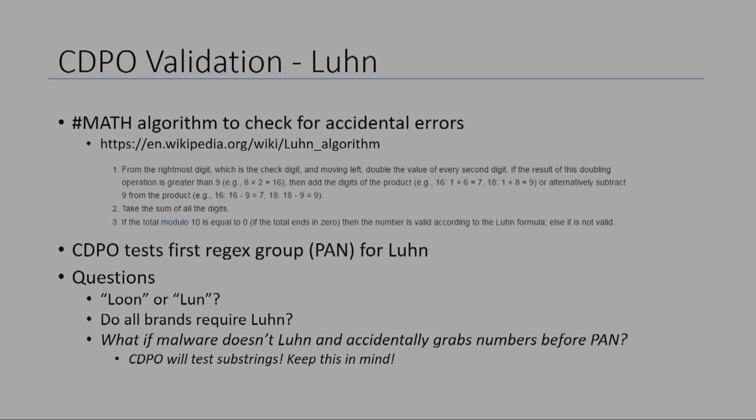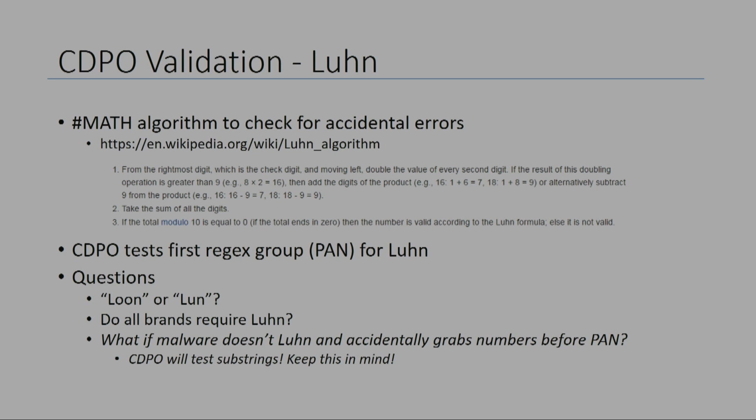The Luhn algorithm, which maybe you pronounce it Luhn, I've been told it's Lund. But it's a simple math algorithm where you double some of the numbers, add them up, and mod it by the last number, and it has to equal 0 or something. It's relatively simple. There's the description from Wikipedia if you want to check it out, and a link.